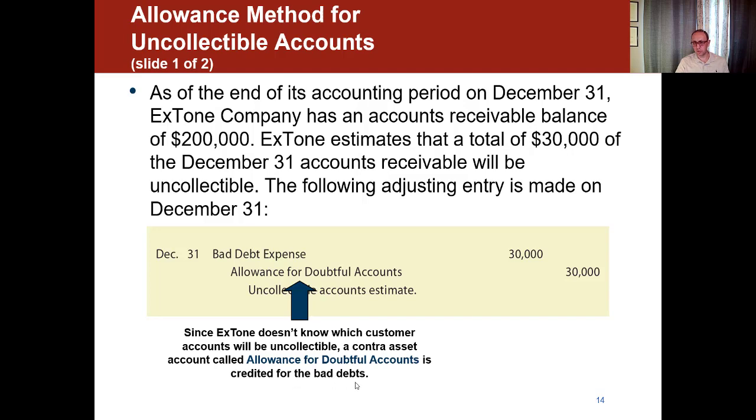The allowance for doubtful accounts, as I said before, is a contra asset account. It's opposite to the accounts receivable. And later on, when we prepare the balance sheet, you'll see that this goes below the accounts receivable and is deducted from the accounts receivable. So it's just an allowance that we create to show how much we anticipate, or expect, is not going to be collected from the accounts receivable.